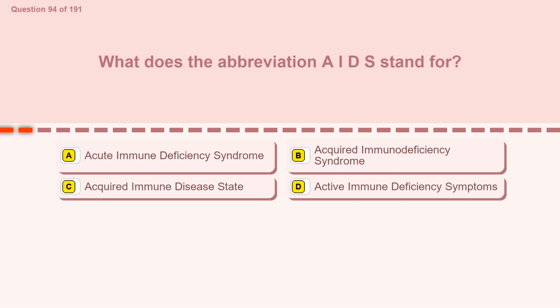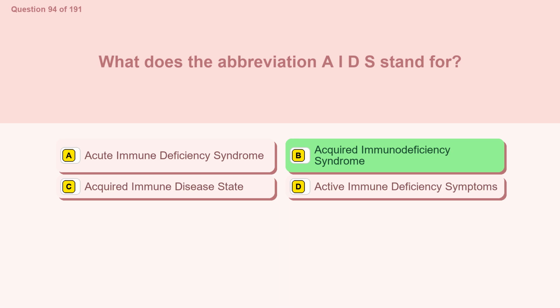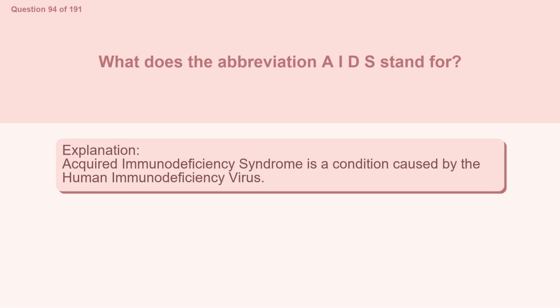Question 94. What does the abbreviation AIDS stand for? Option A, acute immune deficiency syndrome. Option B, acquired immunodeficiency syndrome. Option C, acquired immune disease state. Option D, active immune deficiency symptoms. The correct answer is option B, acquired immunodeficiency syndrome. Acquired immunodeficiency syndrome is a condition caused by the human immunodeficiency virus.